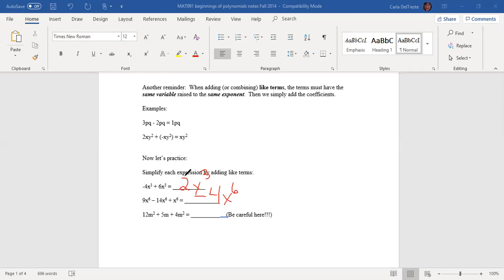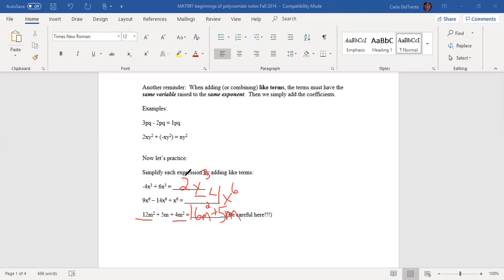The last example, I have 12m squared plus 5m plus 4m squared. Are those all like terms? No, they're not. Only the 12m squared and the 4m squared are like. So I can only add those two together. And that's going to give me 16m squared. And I just have to keep the plus 5m, because there's no other like term to combine it with. And that would be it.